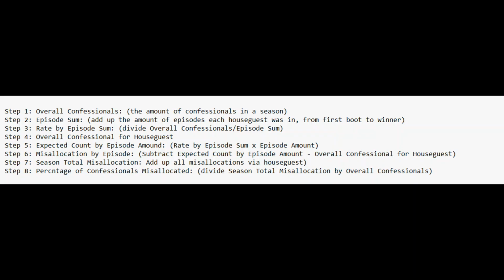So my process is I'm going to count or look up the overall amount of confessionals in a season, and that will be the overall confessionals. Then I'm going to look up the episode sum. This pretty much means if someone lasted 5 episodes on the season and they're the first boot, they'll have a sum of 5. The second boot would have lasted 8 episodes, and the third boot would have lasted 11 episodes. So I do 5 plus 8 plus 11 up until the first place person who lasted for, let's just say, the season's 30 episodes.